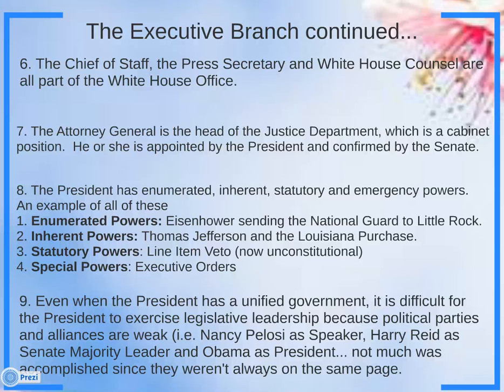Or implied powers. Statutory powers are powers that are given to the president by Congress. For example, the line item veto, which we know was ruled unconstitutional by the court. And then special powers would be an example, would be executive orders.